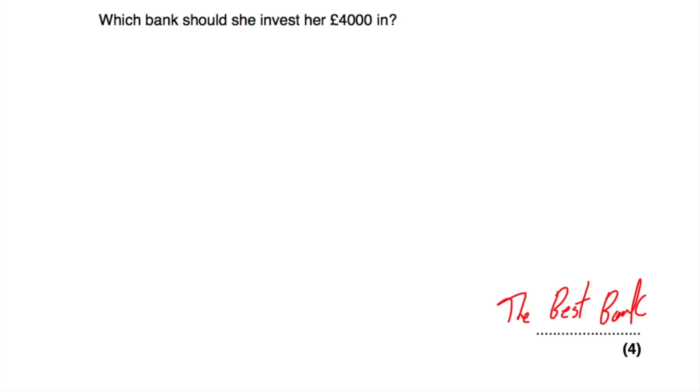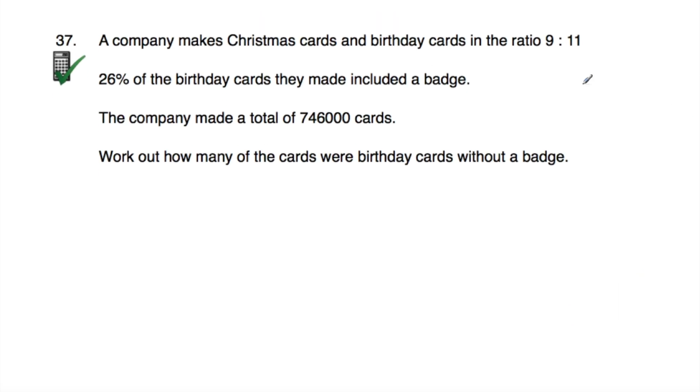Okay, let's have a look at our next question. Question number 37 says a company makes Christmas cards and birthday cards in the ratio 9:11. And 26% of the birthday cards that they made included a badge. It says how many cards were birthday cards without a badge? Okay, so we've got the total number of cards. So let's work out how many birthday cards there were to begin with, and then we'll figure out how many didn't have a badge. So altogether, the company made 746,000 cards.